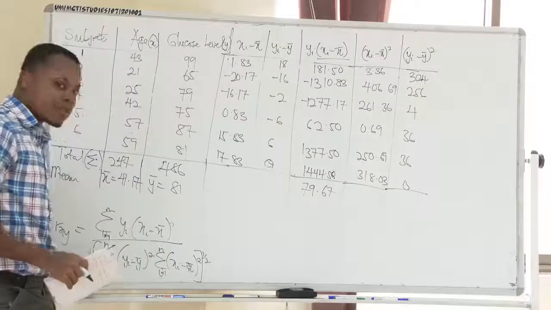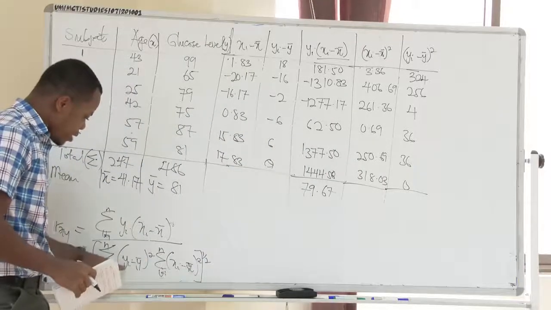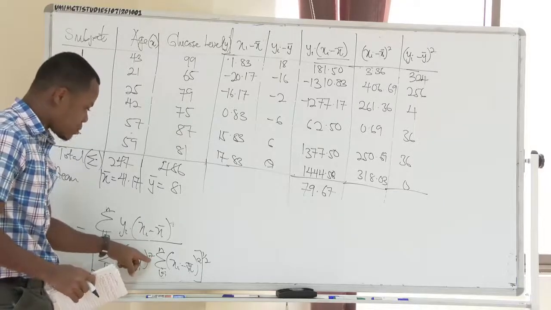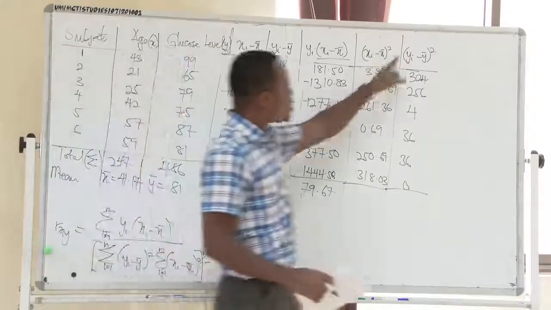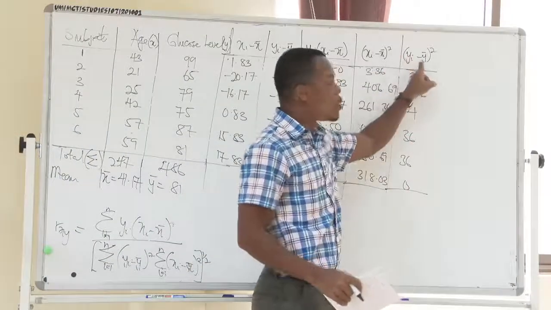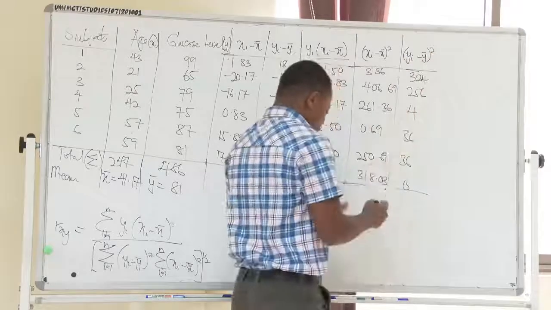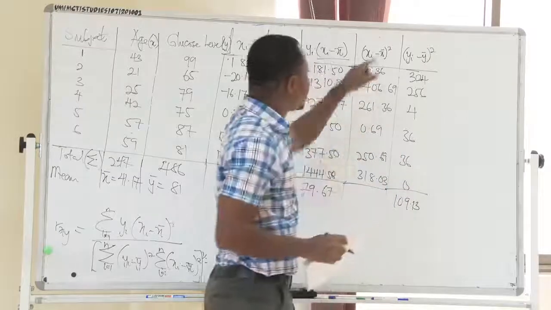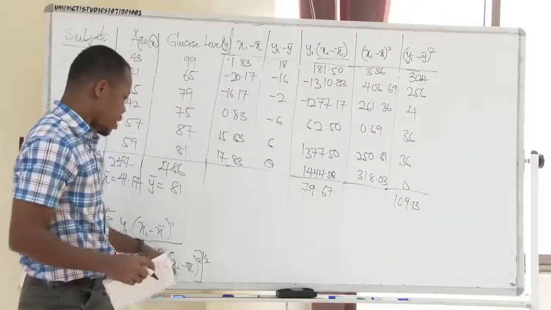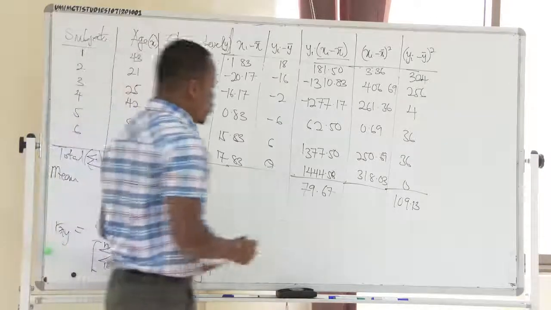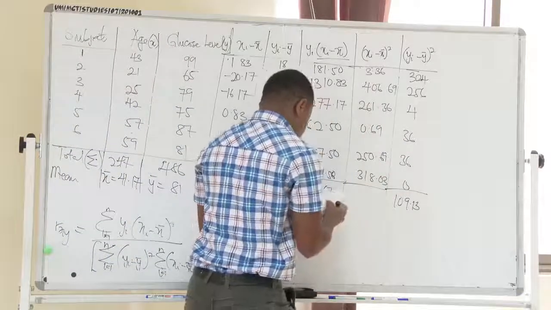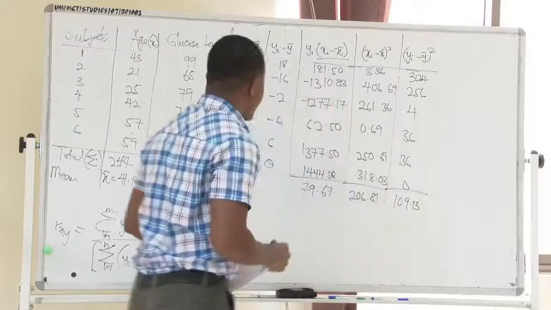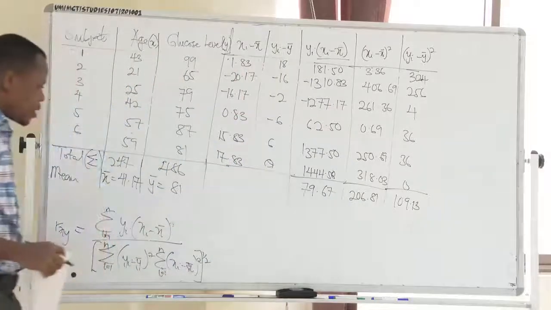Now let's come to the lower part. With this first lower part, we are trying to sum yi minus y bar. Remember, we are dealing with the squared aspect of it, so we sum everything under this column, that is the yi minus y bar squared. This will lead us to 109.13. Then finally, the summation of xi minus x bar all squared, once you do all this, is going to come out as 206.81.